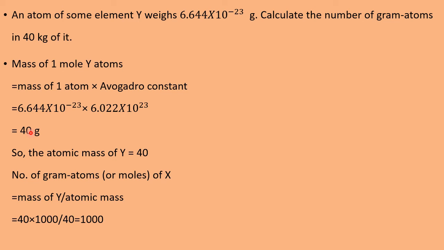So 1 mole of sample means the gram atomic mass or the gram molecular mass. Therefore, atomic mass equal to 40. Now atomic mass is given. Now in 40 kilogram, how much is there? Convert 40 kilogram into gram. So 40 into 1000, by the molar mass, given mass by the molar mass. So the number of gram atoms of the sample in terms of moles equal to 1000.